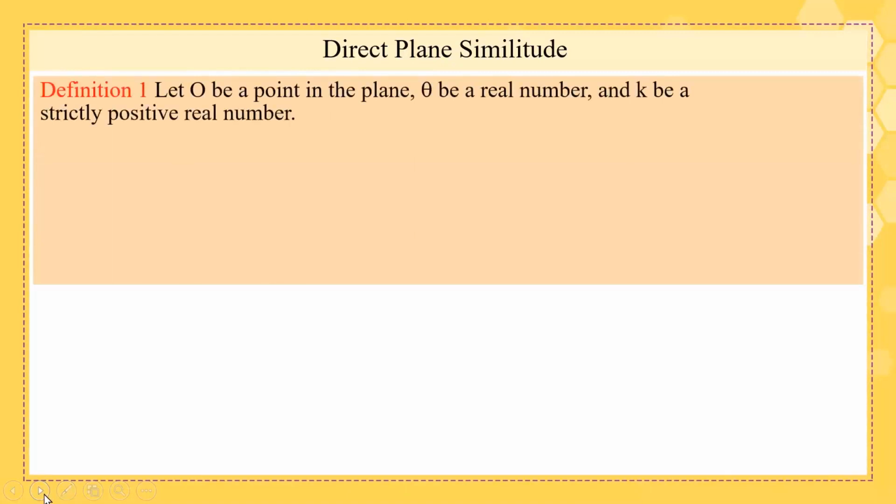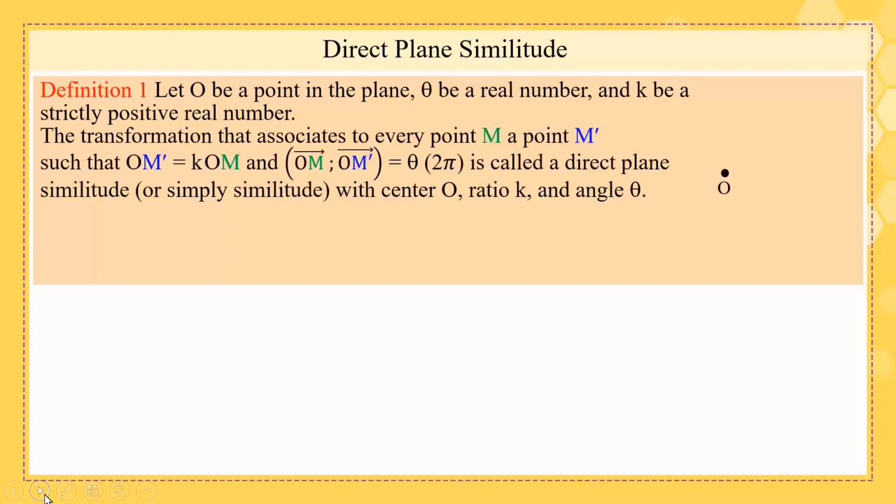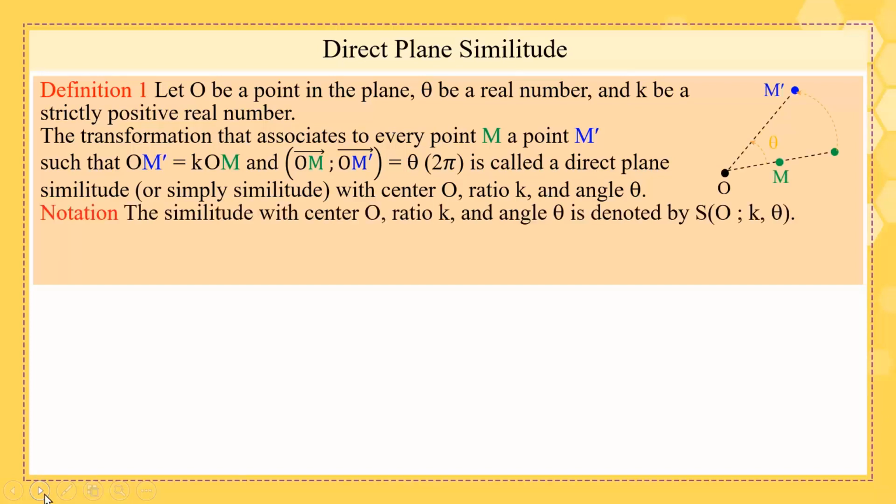Definition 1. Let O be a point in the plane, theta be a real number, and k be a strictly positive real number. The transformation that associates to every point M a point M prime such that OM' = k·OM and the oriented angle (OM, OM') = theta mod 2 pi is called a direct plane similitude, or simply similitude, with center O, ratio k and angle theta. As you see here in the figure, M prime is the image of M by this similitude. Notation: the similitude with center O, ratio k and angle theta is denoted by S(O, k, theta).